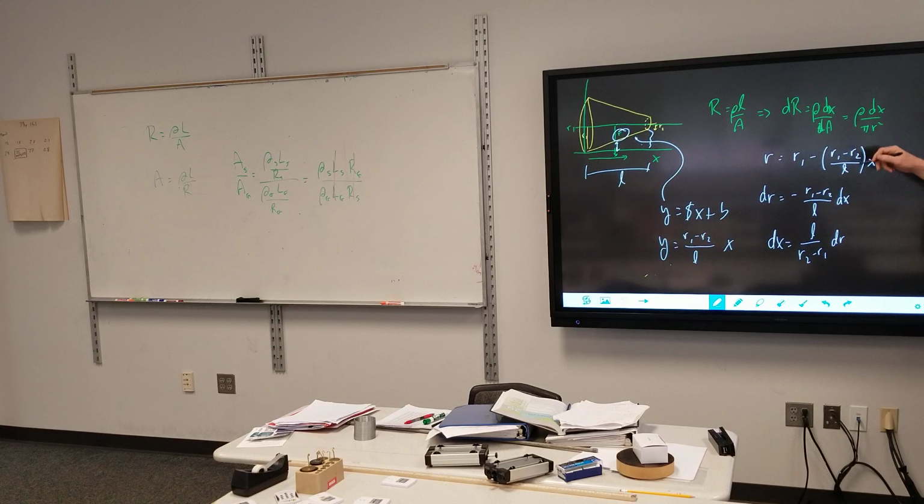So now I can find the resistance. It's equal to the integral of, well, rho is constant, pi is constant. I have an r squared dr, and L over R2 minus R1, which is constant. So I end up with rho L over pi (R2 minus R1) times the integral from R1 to R2 of this, which is just negative 1 over R from R1 to R2. So we're left with rho L over pi (R2 minus R1) times negative 1 over R2 plus 1 over R1.